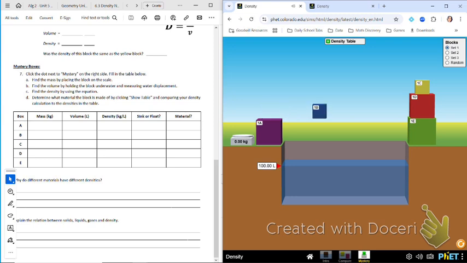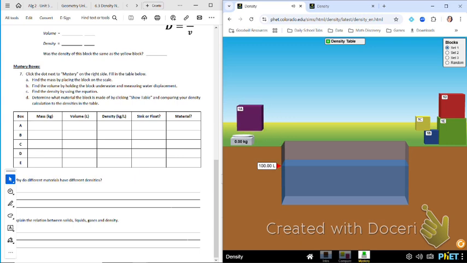Okay, box A. Find the mass by placing the box on the scale. 19.3. I'm going to write this down on paper and then I'll put it on the screen after we've done all the measuring. Find the volume by holding the block underwater. So we're starting still at 100 liters. What is our volume? 5.5.